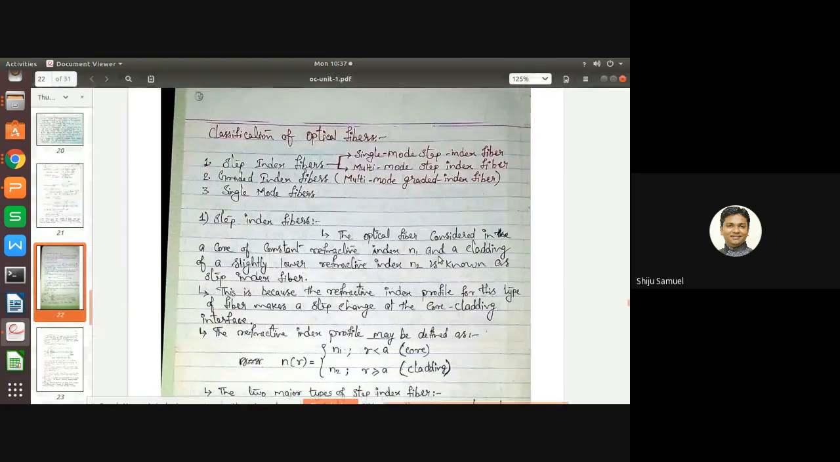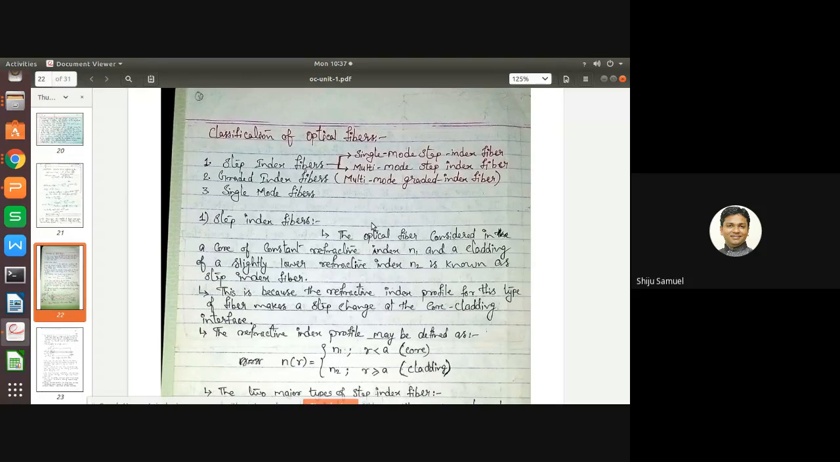Okay, so in my PDF I have clearly explained these categories. Classifications of optical fiber: first, step index fiber we have to differentiate into two categories. First one is the single mode step index fiber, and another one is the multi-mode step index fiber. That is the two types of the step index fiber itself. Now second classification is the graded index fiber. So in the graded index fiber, what happened? This is nothing but the multi-mode graded index fiber.